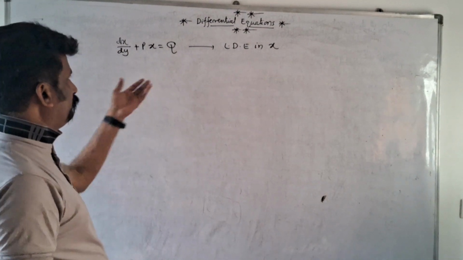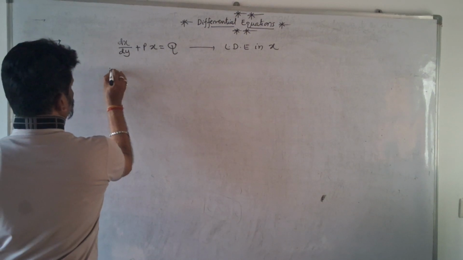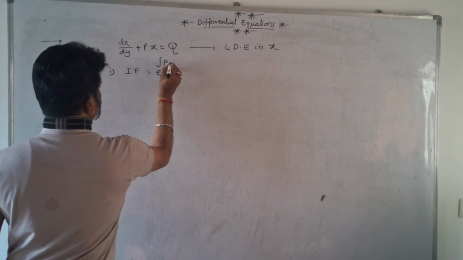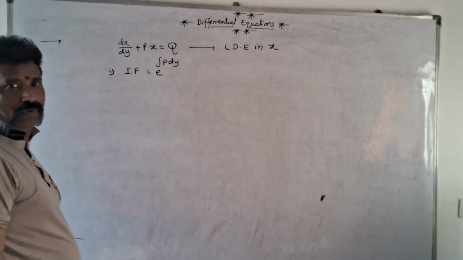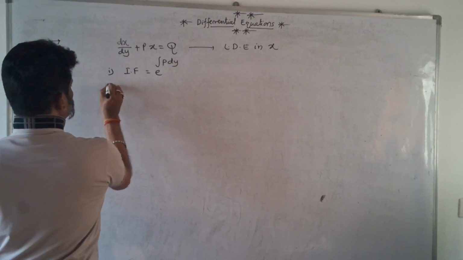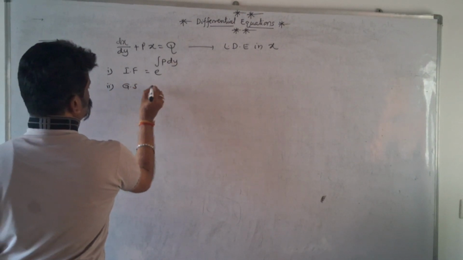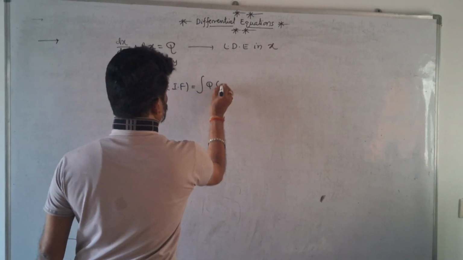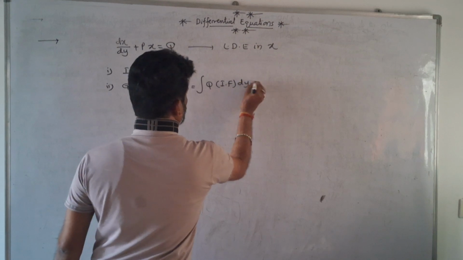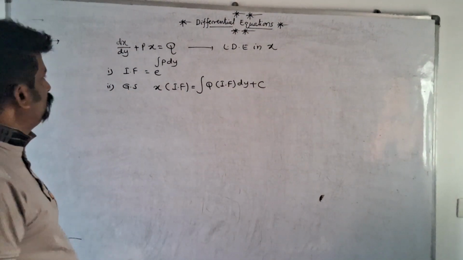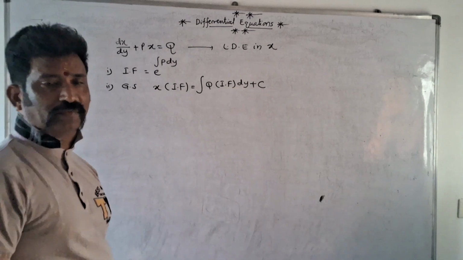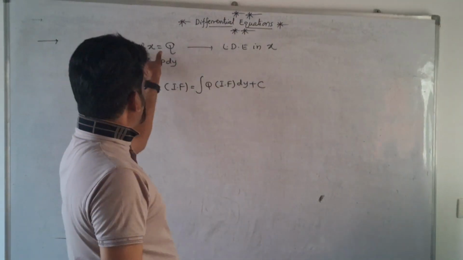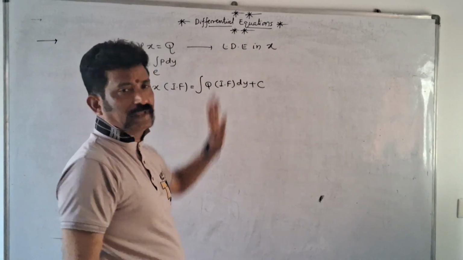Now how to solve this type of equation? First, find the integrating factor. Integrating factor is equal to e^(∫P dy). Now the second part is the general solution. General solution is x × IF = ∫Q × IF dy + c. That's it. So any differential equation of the form dx/dy + Px = Q is called a linear differential equation in x.